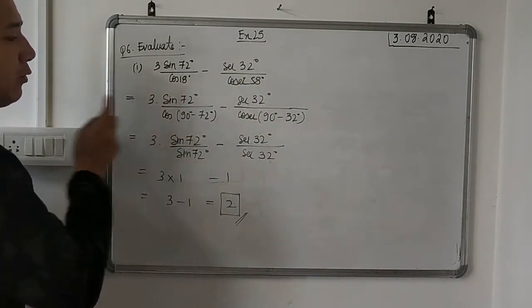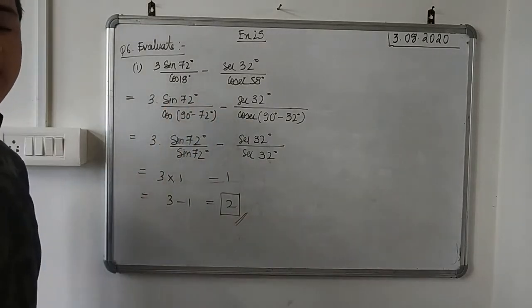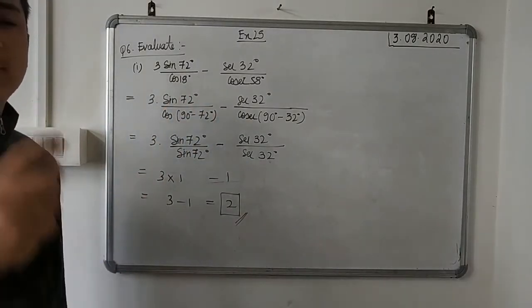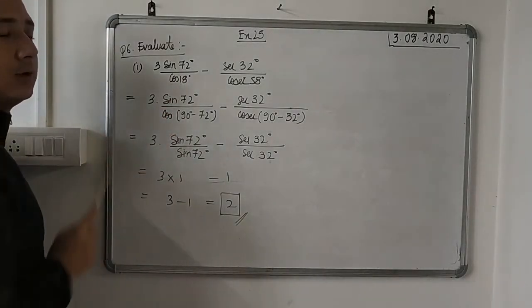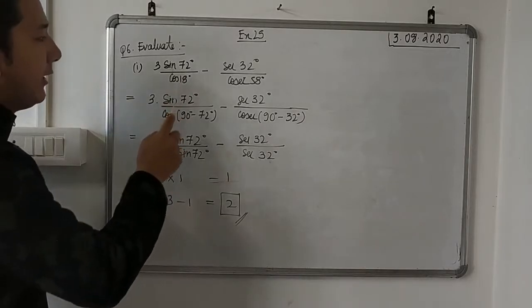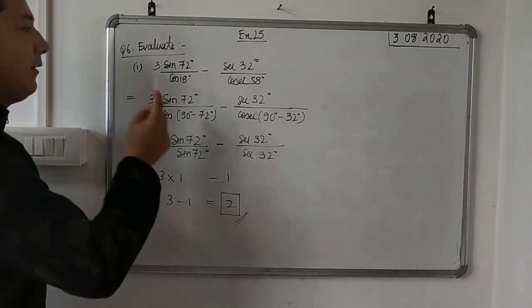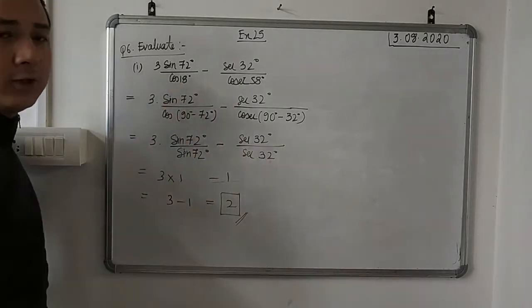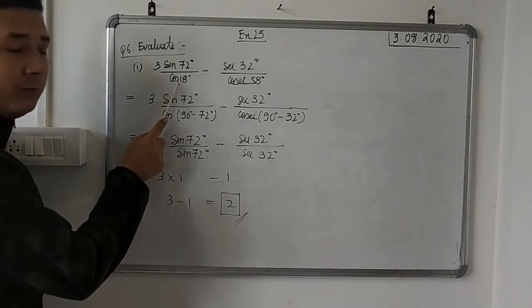Sin 72 by cos 18 minus sec 32 by cosec 58. I've told you in the previous class also, first please check the angles. You find out whether the sum of these two is 90 or not. So 72 plus 18 is 90, and 32 plus 58, if we add it, is 90. So we can change any one of them, the numerator or the denominator, depending upon your choice.